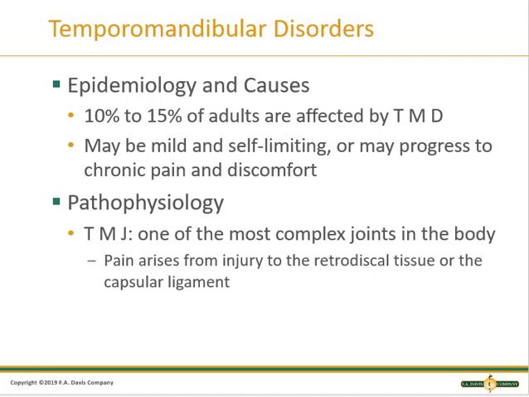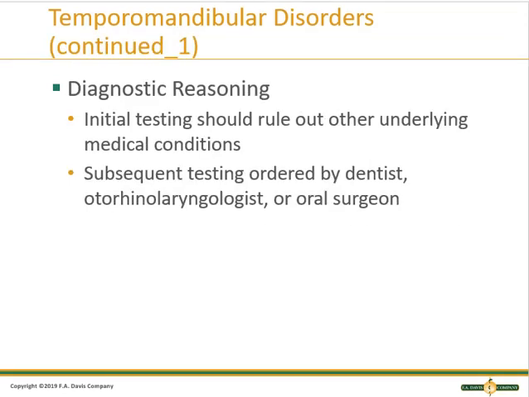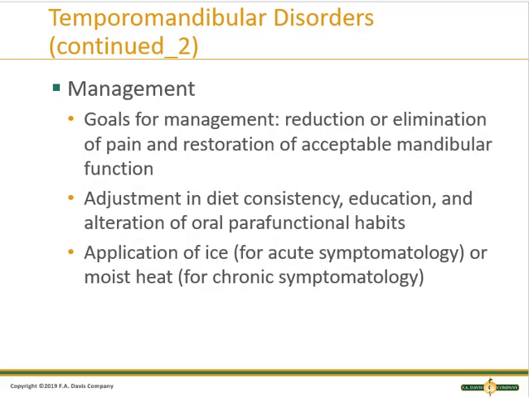These conditions can be mild, or they can progress to something that has more chronic pain and discomfort. Initial tests should be ordered to rule out if there's any underlying medical conditions. These tests may include a CBC, chemistries, SED rate, rheumatoid factor, TSH. Imaging may be x-rays to help diagnose the TMD condition. Additional testing may be ordered by a dentist, ENT, or oral surgeon.